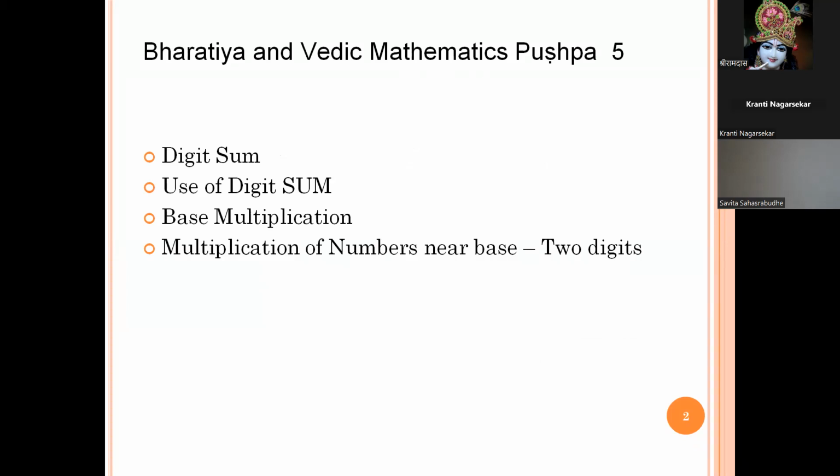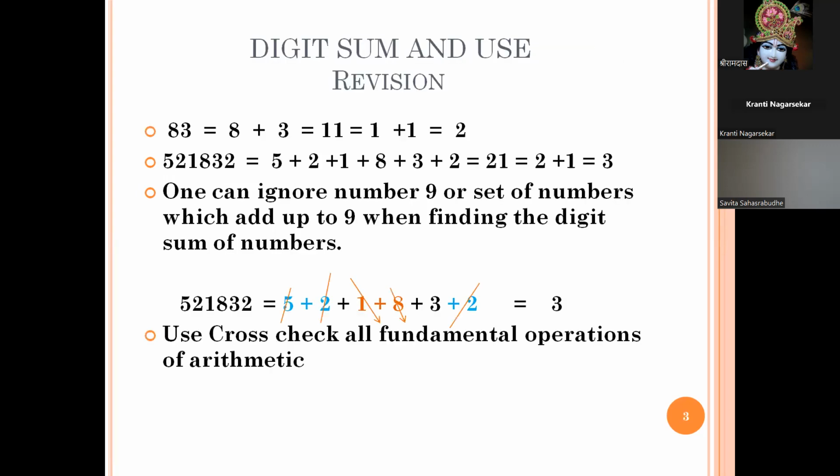In the last class we covered the concept of digit sum, and how to use the digit sum for cross verification of basic arithmetical functions. Then we covered base multiplication, and multiplication of numbers near the base for two-digit numbers. We will revise it first and then move on to today's topic of higher multiplication.